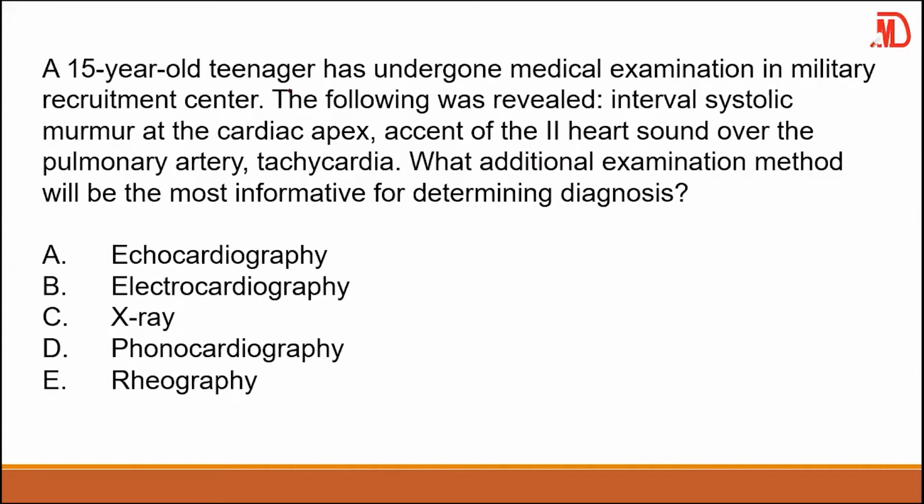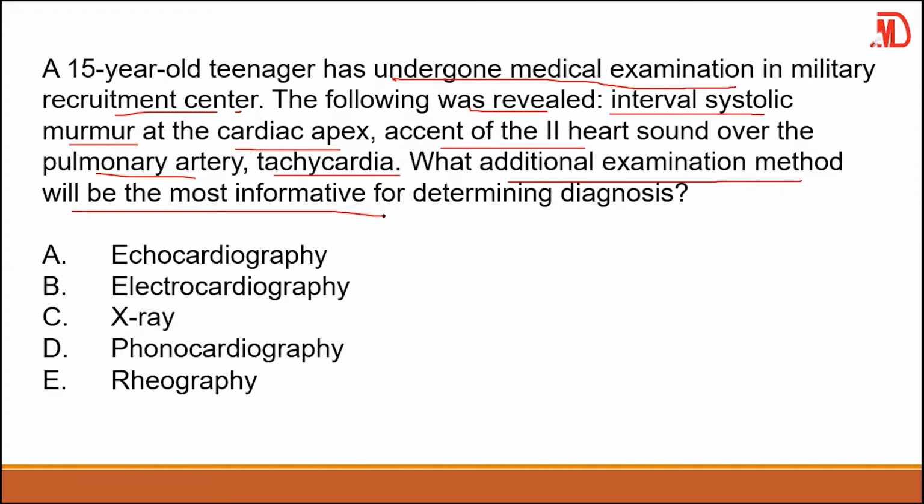A 15-year-old teenager has undergone medical examination in a military recruitment center. The following was revealed: there is an interval systolic murmur at the cardiac apex, accentuation of the second heart sound over the pulmonary artery, and there's tachycardia. What additional examination will be most informative for determining the diagnosis?